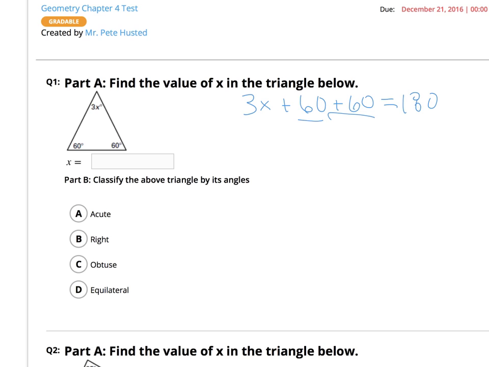On part B, then, we are simply asking you to classify this triangle by its angles. So, is it an acute triangle? Is it right? Is it obtuse? Or is it equilateral? Okay? So choose which one is most appropriate for number 1B.